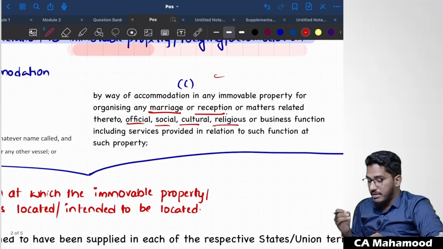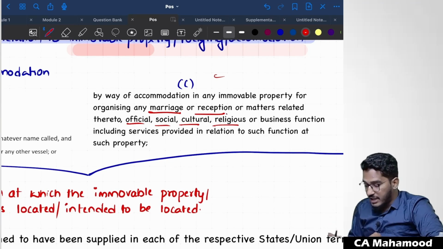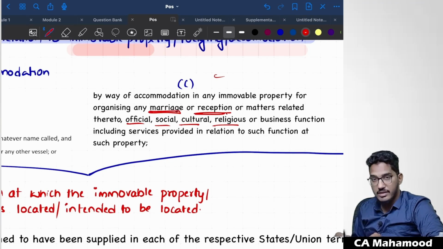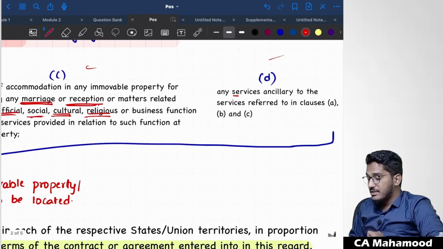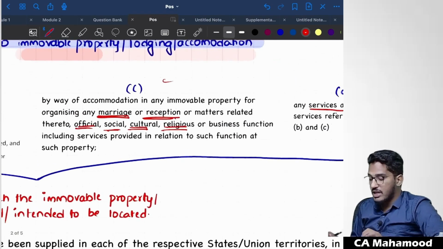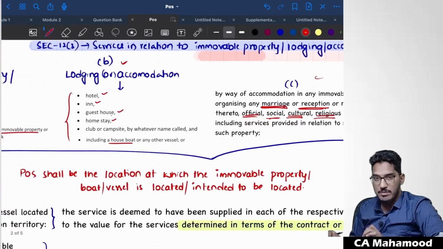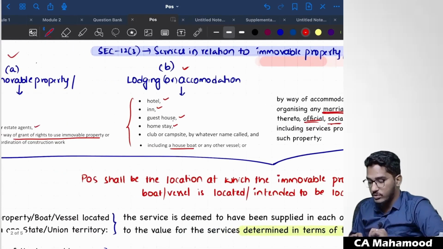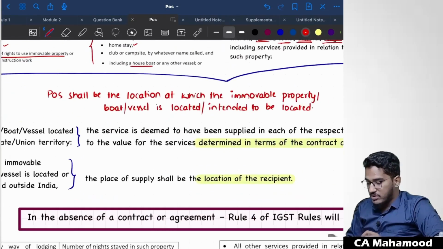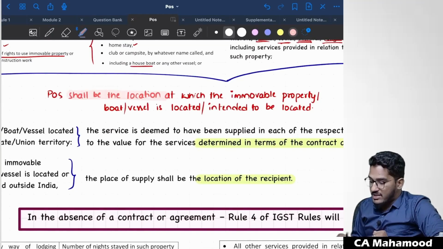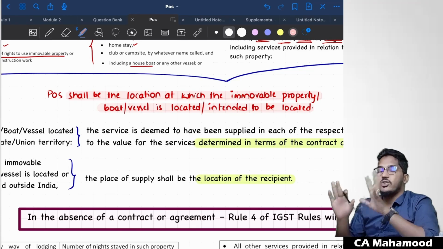So like that, if I am providing any services by way of accommodation in any immobile property for organizing any marriage, reception or matters related thereto, that could be official, social, cultural, religious or any business function. And the last one, any services ancillary to it, any supporting services relating to the services given in A, B and C. For all these services, the place of supply shall be the location at which the immobile property, boat or vessel is located or intended to be located.